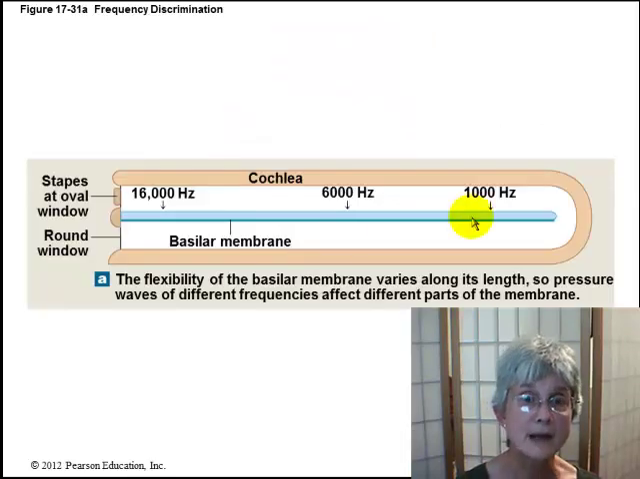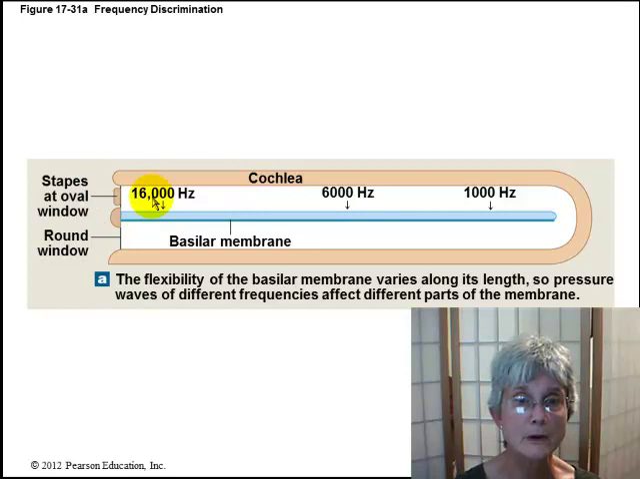So as the sound waves hit on the stapes at the oval window, they set up vibrations within the perilymph. Those vibrations could go all the way through and out the round window. But in general, what they're going to do is they're going to shortcut through the basilar membrane. And where they shortcut through depends on the frequency.